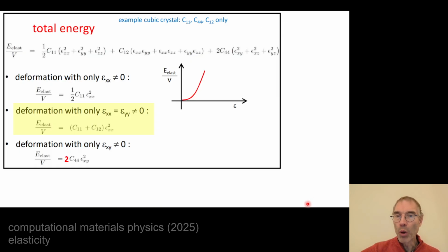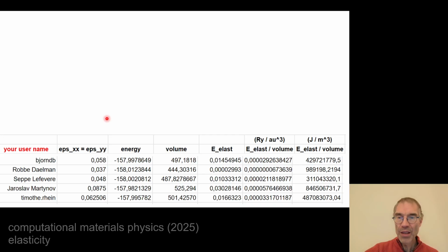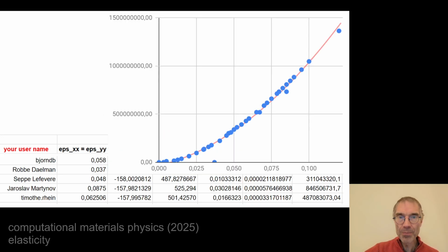The C12 can be determined from a deformation where epsilon xx and epsilon yy are equal to each other and non-zero. That you did as well. That gave this curve, where just one number was clearly off.